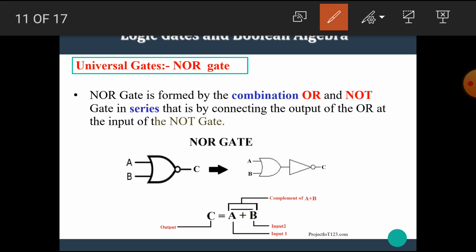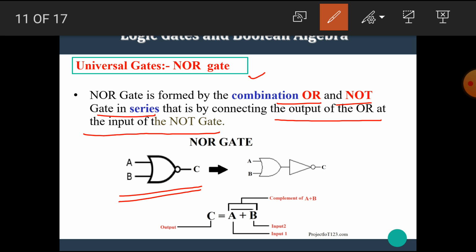The next universal gate is the NOR gate. NOR gate means NOT plus OR gate. The NOR gate is formed by the combination of an OR and a NOT gate in series, that is, by connecting the output of the OR gate to the input of the NOT gate. This is the symbol of the NOR gate.